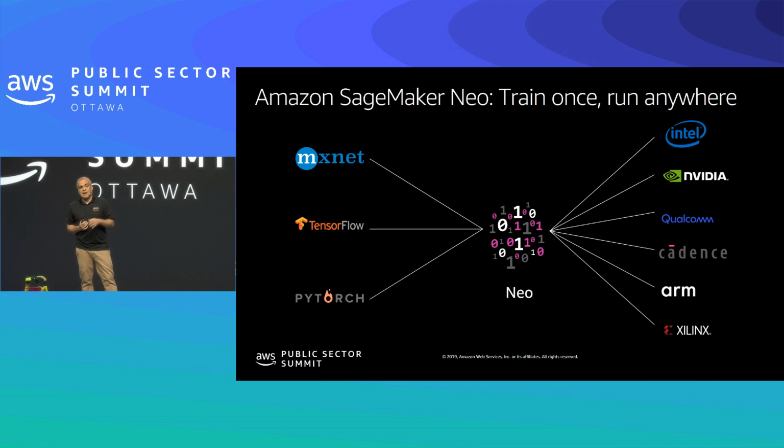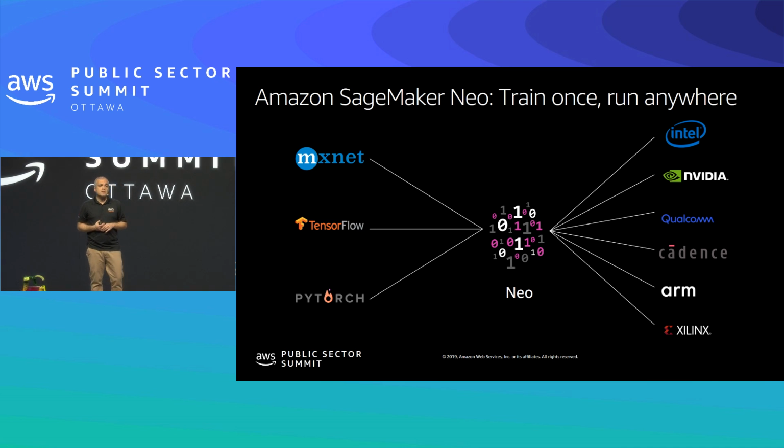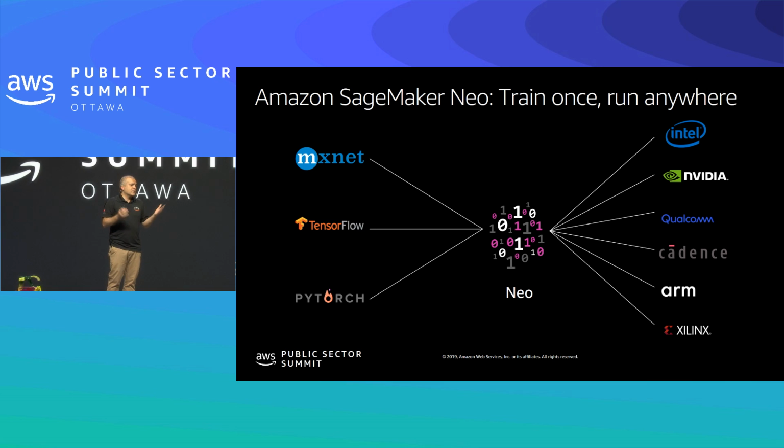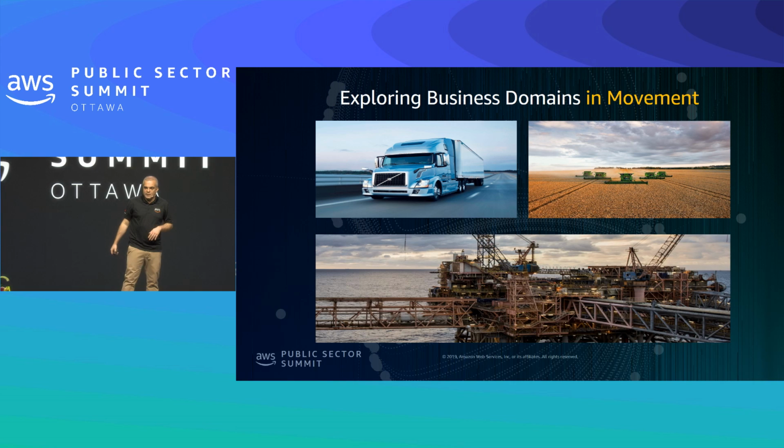The good news is Amazon SageMaker Neo is free. It's actually open source code, so you just use it, try it, and see if you like it. There's no commitment required for SageMaker Neo.